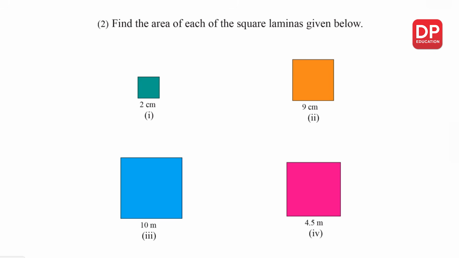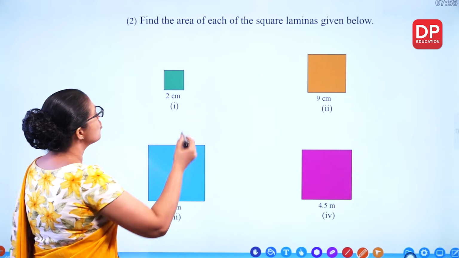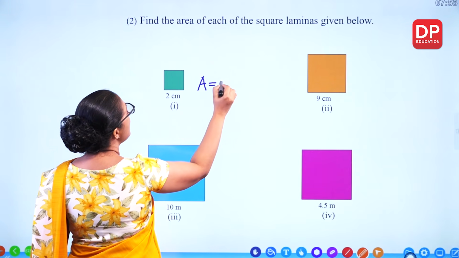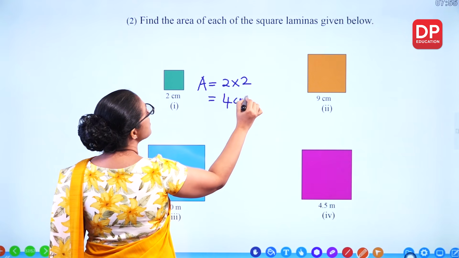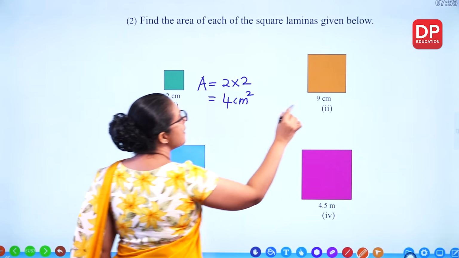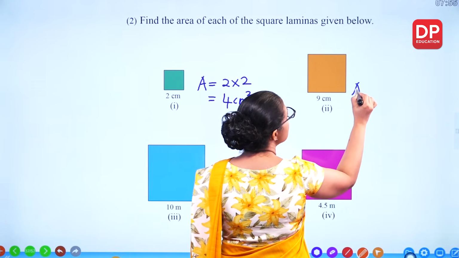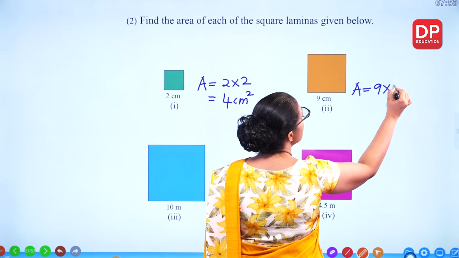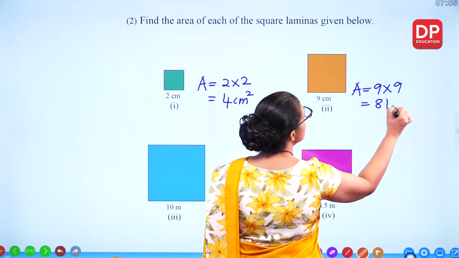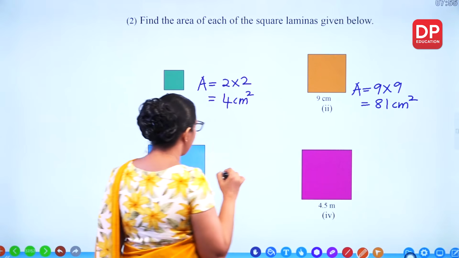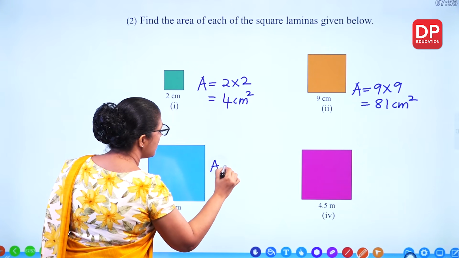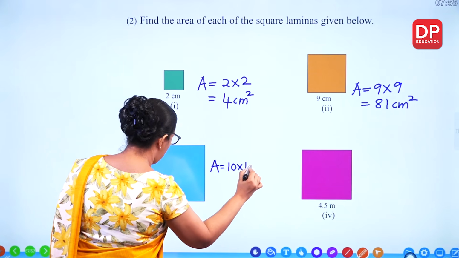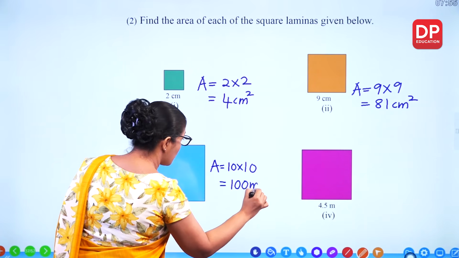Find the area of each of the square laminas given below. How do you find the area? Just multiply length into length. 2 into 2, 4 square centimeters. 9 is the side length. What's the area? 9 into 9, 81 square centimeters. 10 is the side length. So what's the area? 10 into 10, 100 square meters now.